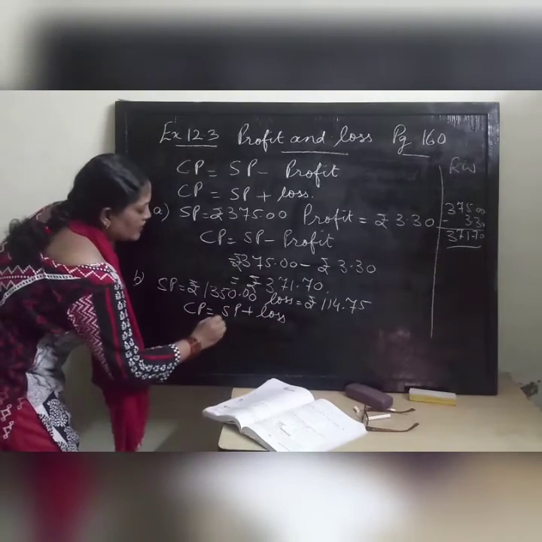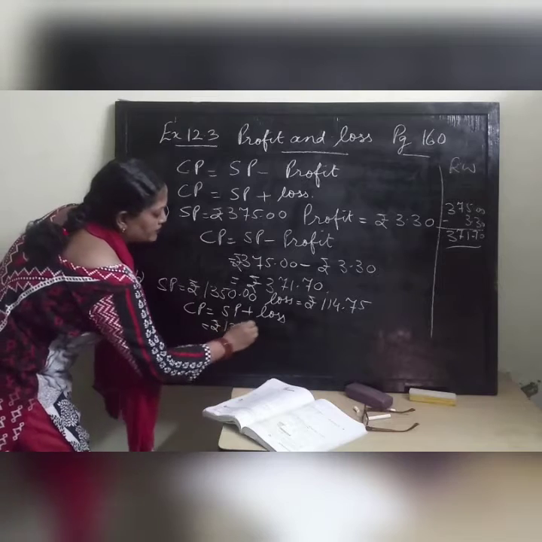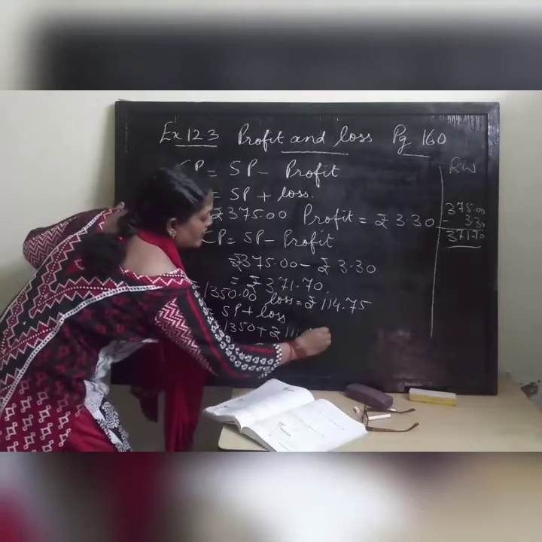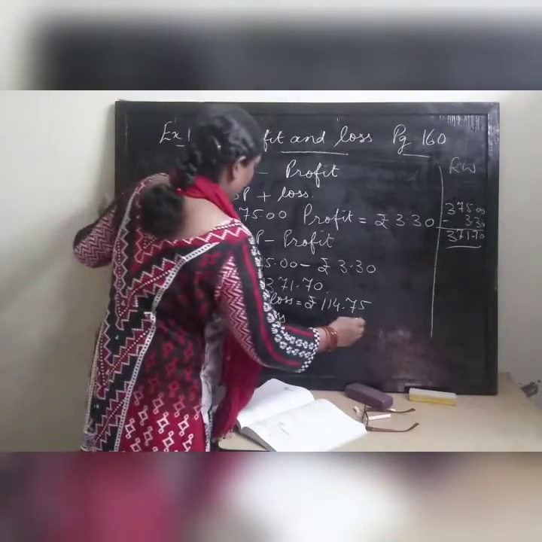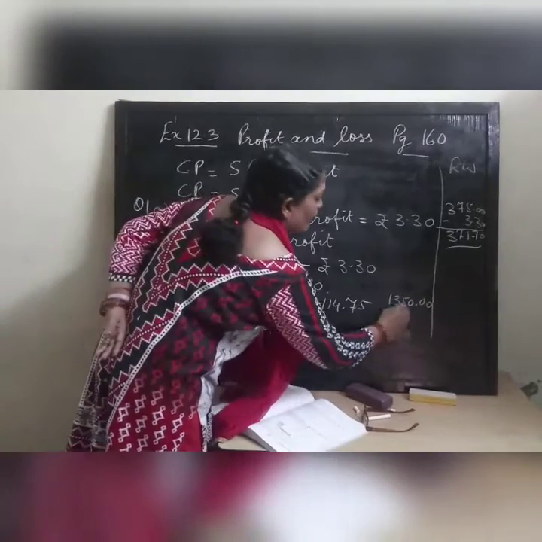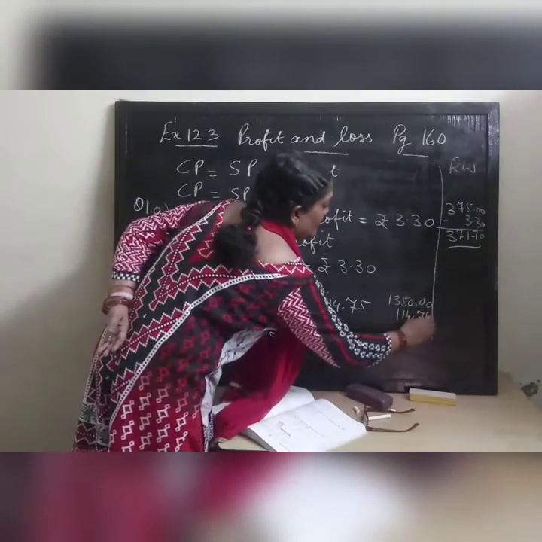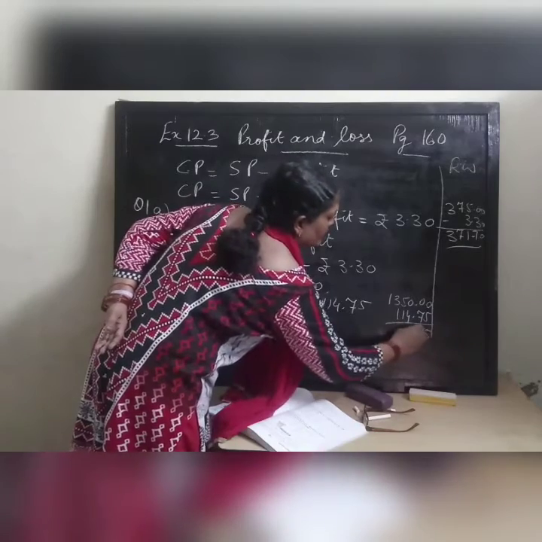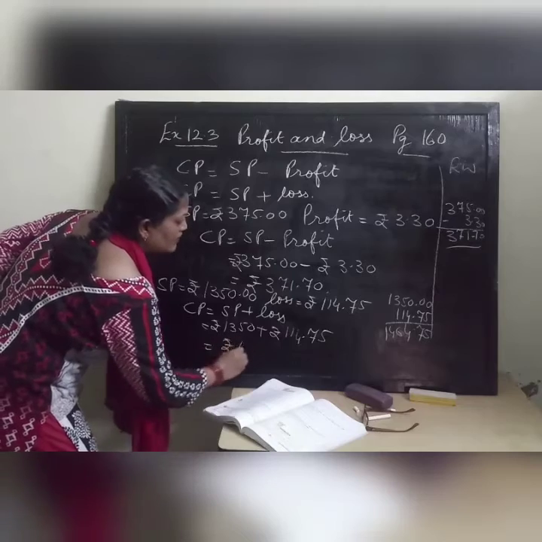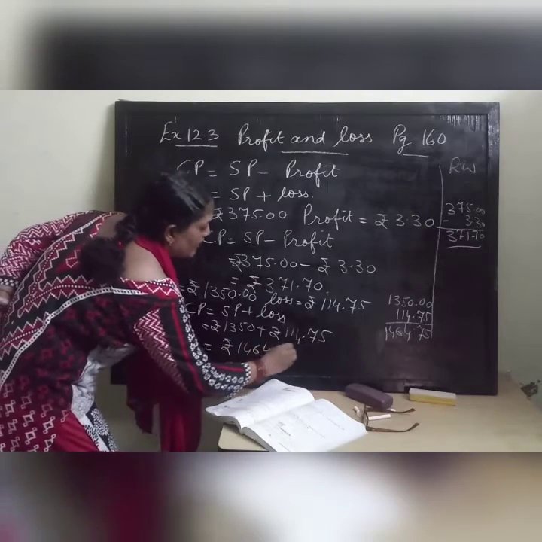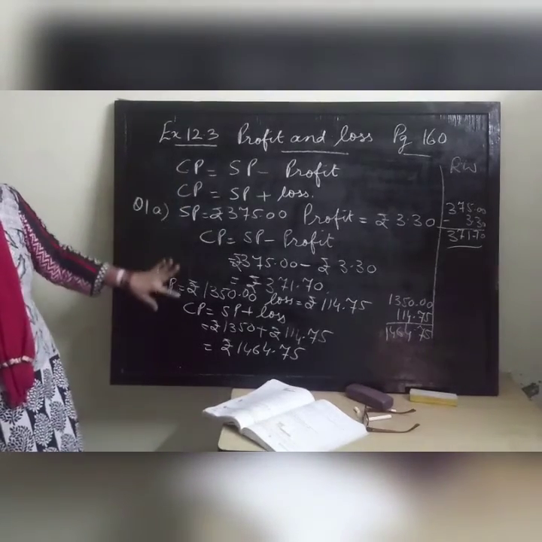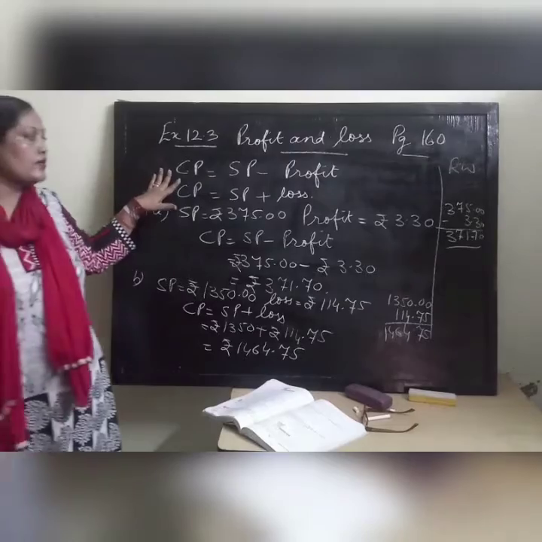So what is the SP? Rupees 1350 plus rupees 114.75. You can add it. 1350.00, then 114.75. Add it. Rupees 1464.75. Is it clear? These two formulas we have used in these sums. We have to learn these formulas.